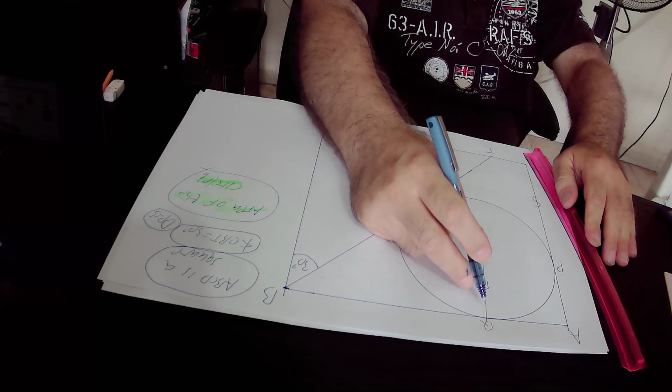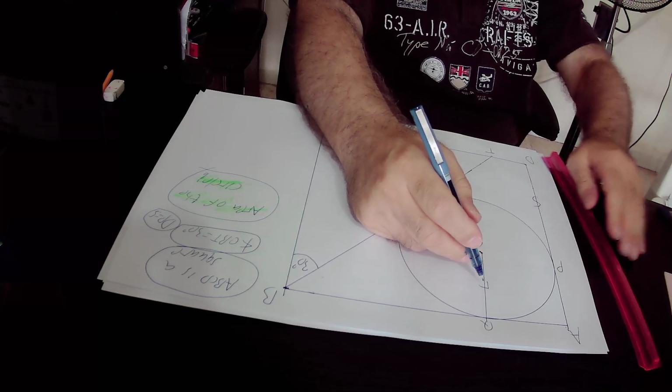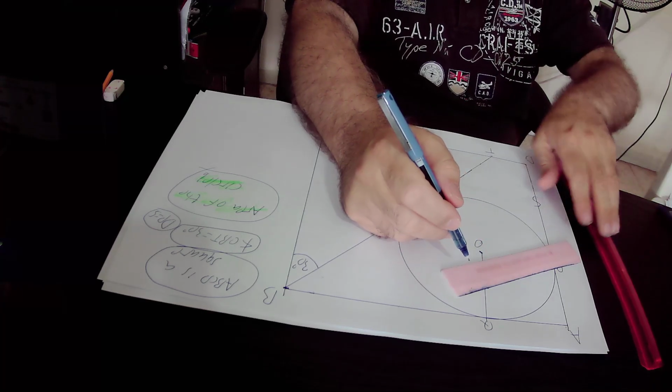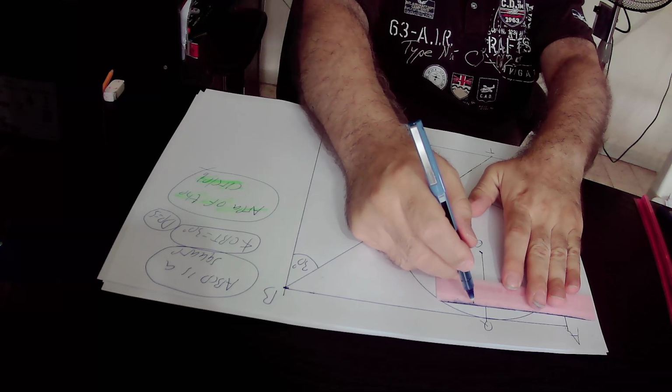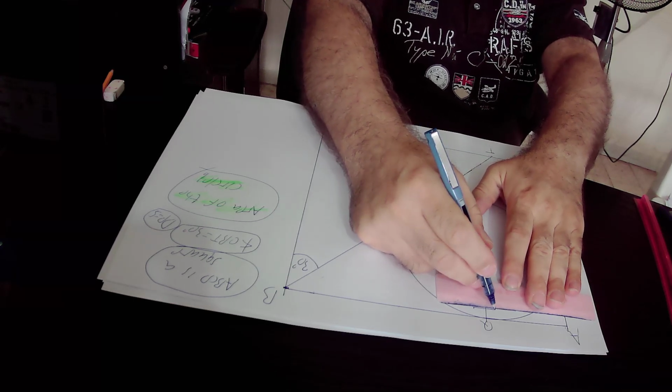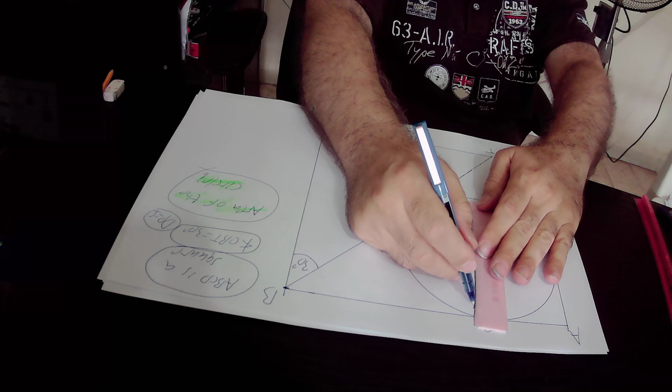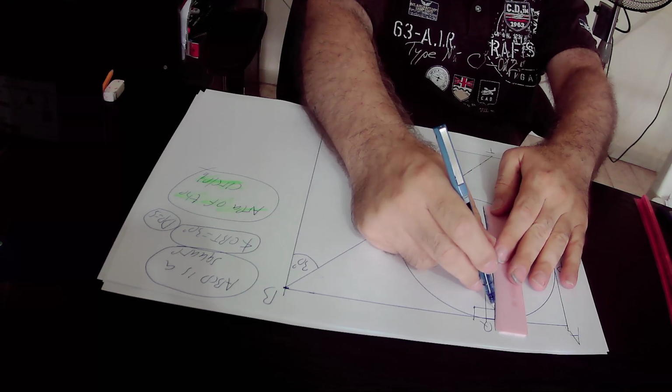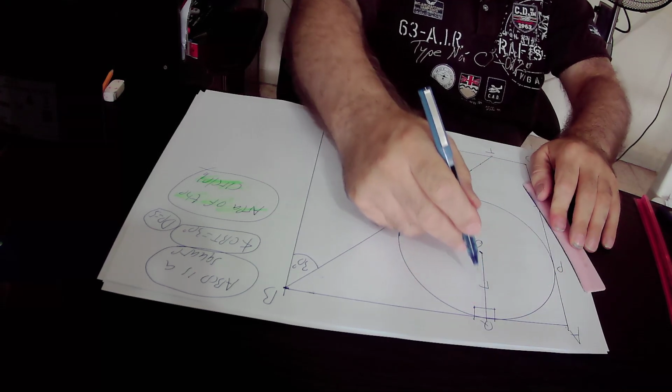We have the radius OQ drawn to the point of tangency, therefore according to rule number 1, the tangent to a circle is perpendicular to the radius drawn to its point of tangency, this angle will be equal to 90 degrees and this angle will also be equal to 90 degrees.